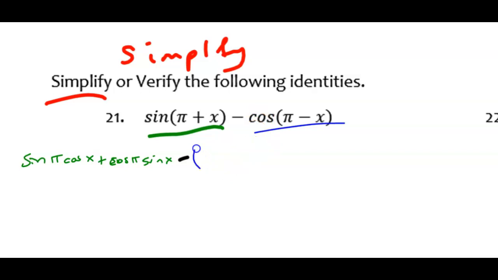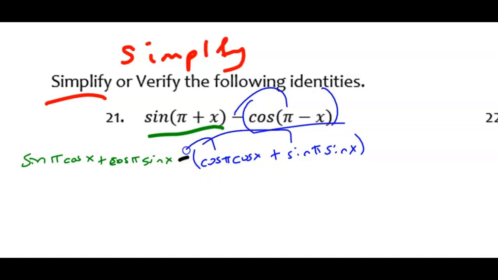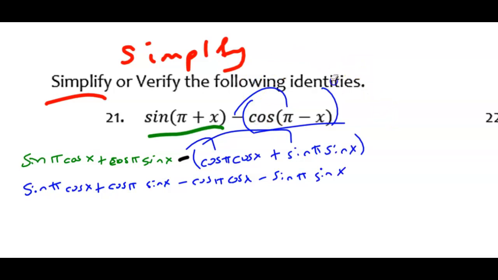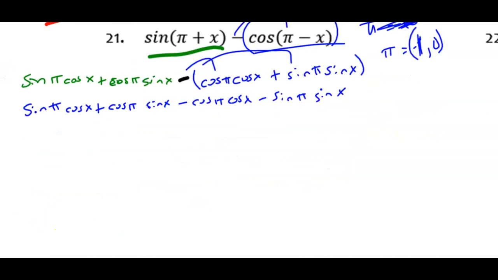All right, so you have cosine of pi, cosine of x, plus sine of pi, sine of x. Now, why did I put parentheses around this side, guys? Because you have to distribute the negative, all right? So distribute the negative. We have sine of pi, cosine of x, plus cosine of pi, sine of x, minus cosine of pi, cosine of x, minus sine of pi, sine of x. Now, let's look at pi. The point pi is negative 1, comma 0, right? So right here we have sine of pi.